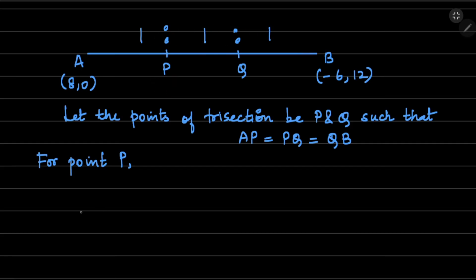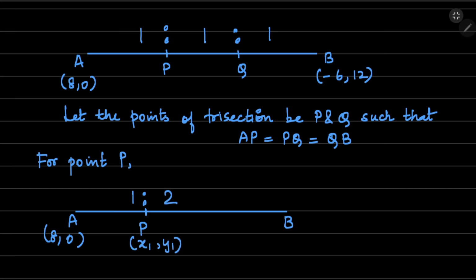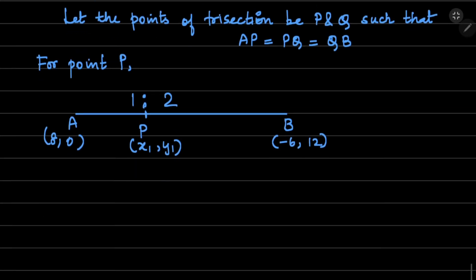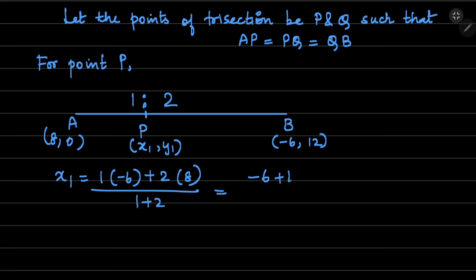Okay, so let me draw that as well. So you have your AB. So A, B, 8, 0, and this is, let it be point P, dividing AB in the ratio 1:2. Let P be x1, y1. The coordinates of B is -6, 12. Let's find the x1 and y1. So x1 will be equal to 1 into -6 plus 2 into 8 divided by 1 plus 2. So which will be equal to -6 plus 16 divided by 3. What is 16 minus 6? It's just 10 by 3. This is your x1 coordinate.